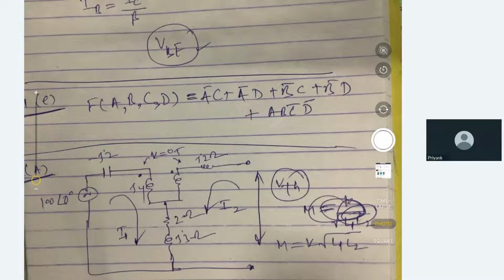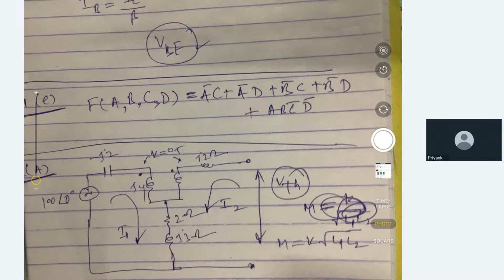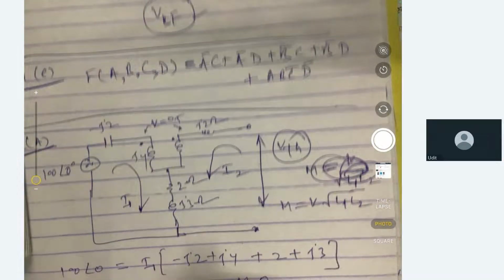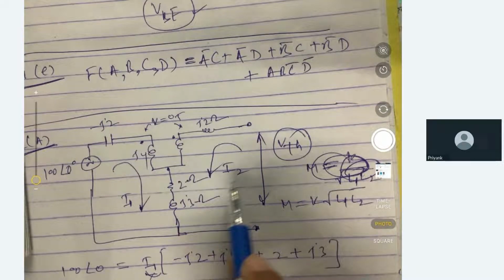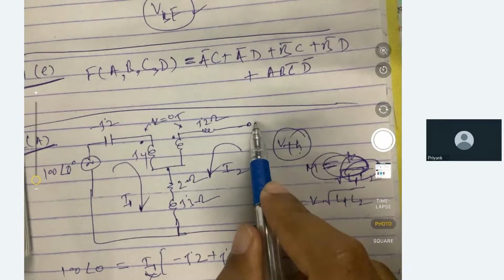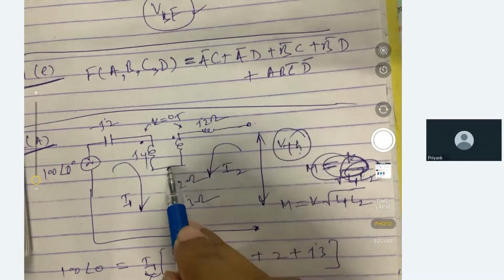So we require only one loop. We just need one loop. We will find I1 by the phasor method. And after finding this I1, we will find this VThevenin across these two terminals. So actually, this voltage will be the voltage across these two terminals.